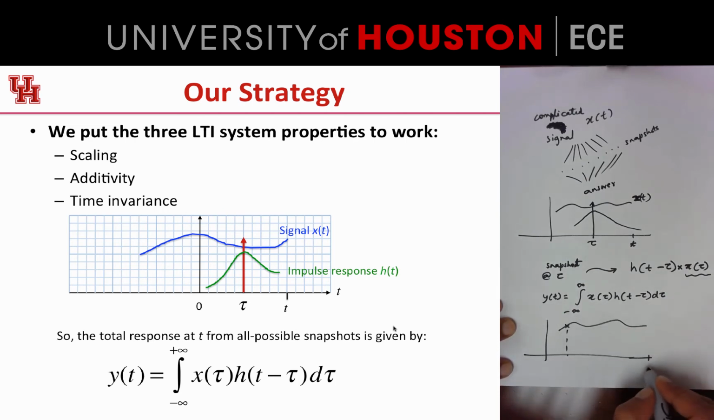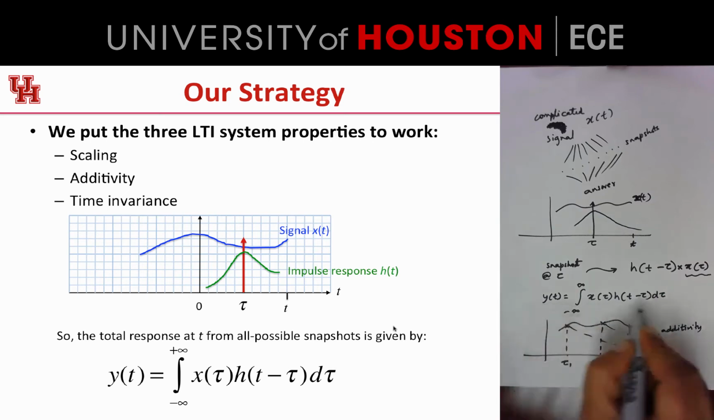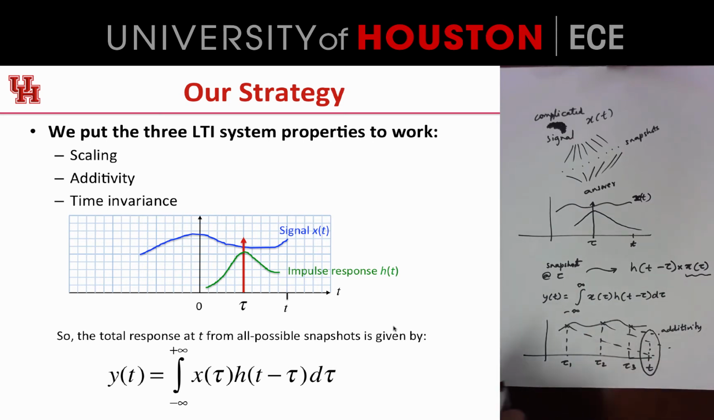And suppose I'm interested in the overall response at time t. So this is my tau 1. Then I can calculate what the response at t is. Then I take another snapshot, say at tau 2, and I can calculate its response at time t. I can take another snapshot at tau 3, and I can do the same thing. Since the additivity property holds, I can add them all up to calculate the final response at time t, which is y of t. And that's what this formula is saying. Okay, so it's extremely intuitive.